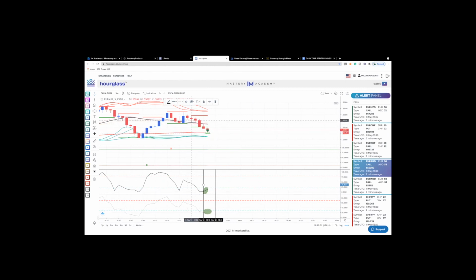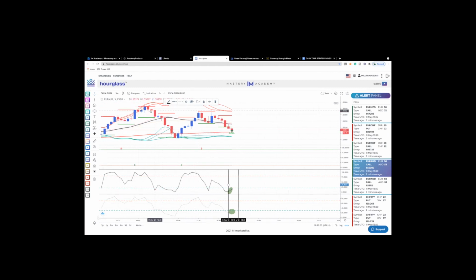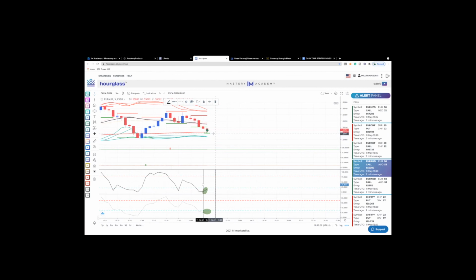Because it's already had 1, 2, 3, 4, 5 candles. It's had 4 to 5 candles. So the next one should be, yeah. So yeah.